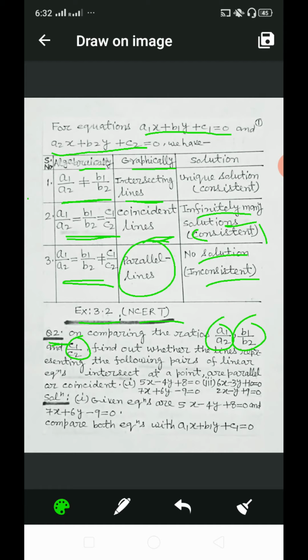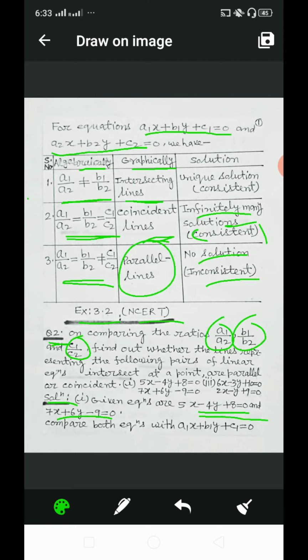First part, 5x minus 4y plus 8 equal to 0 and 7x plus 6y minus 9 equal to 0, and third part, the equations are 6x minus 3y plus 10 equal to 0 and 2x minus y plus 9 equal to 0. For solution, first the given equations are 5x minus 4y plus 8 equal to 0 and 7x plus 6y minus 9 equal to 0.